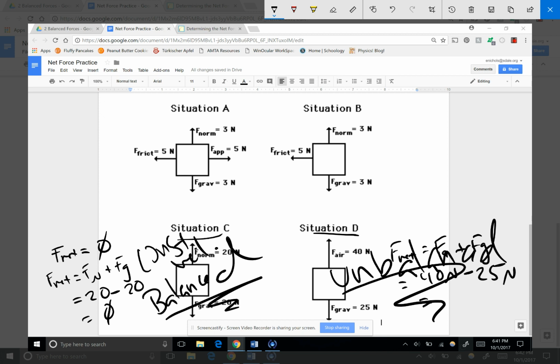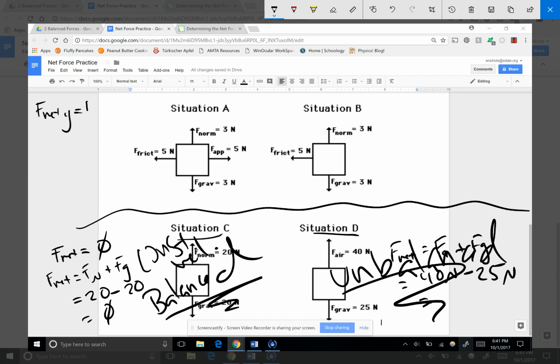Let's do situation A and call it a night. The reason I want to talk about situation A is because, again, we have 2 directions, but in this case I have 2 vectors in both of those directions. So for situation A, F net in y, we're going to have our force normal plus our force of gravity. And that's going to be 3 newtons minus 3 newtons, which is 0.